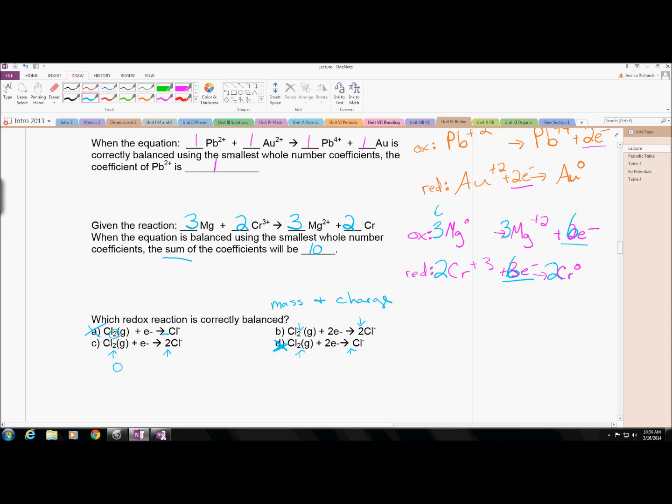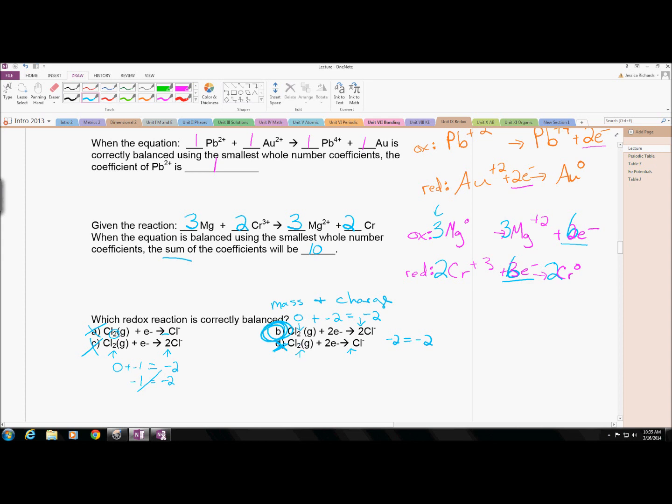2 times 0 is 0, plus 1 electron, so we're adding -1. The arrow is your equal sign. 2 -1 electrons is -2. So I essentially have -1 equals -2. That is not equal, so that one must be wrong. We're going to double check this last one just to be sure. 0 plus 2 times -1 is -2. The arrow is your equal sign. 2 times -1 each is -2. So I essentially have -2 equals -2. That's correct, and B is your answer.